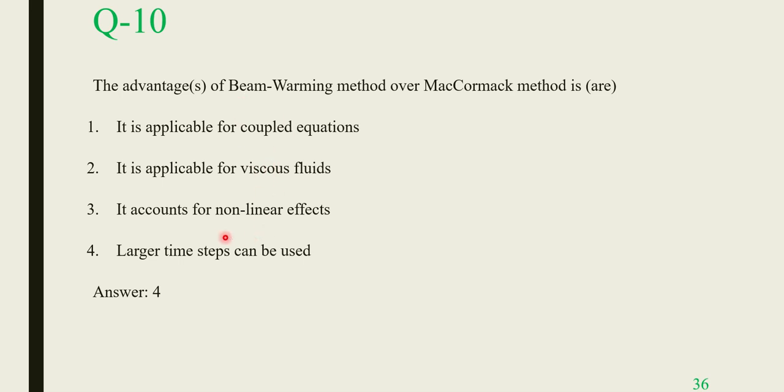So these first three are not an advantage, since both are doing the same thing. Whereas in the last option, it is given that larger time steps can be used. This is a true statement, and it is advantageous to the Beam-Warming method. Since it is unconditionally stable, the stability criterion does not exist for it as it does for the MacCormack method, so we can go for a larger time step in the Beam-Warming method. So the answer to this problem is option 4, that is, larger time steps can be used.